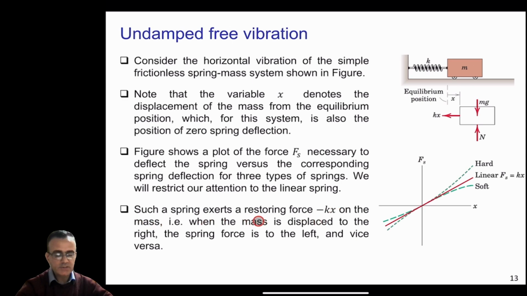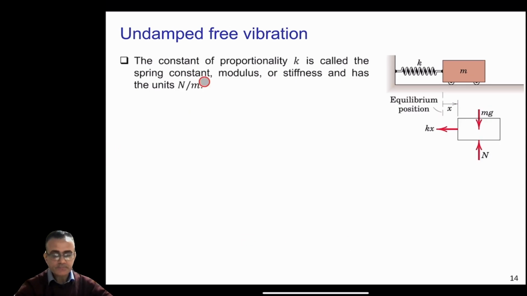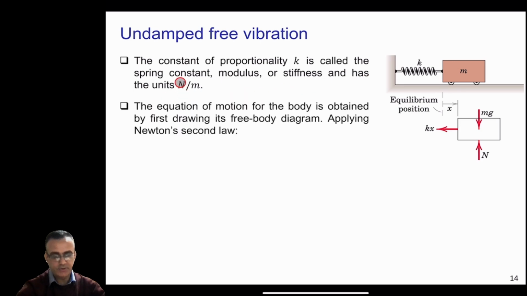And now such a spring exerts a restoring force minus kx on the mass. That is, when the mass is displaced to the right, the spring force is to the left, and vice versa. Now here the constant of proportionality, which is this k, is called the spring constant. You can also call it the modulus or the stiffness, and this has the unit of Newton per meter here. We discussed this earlier.